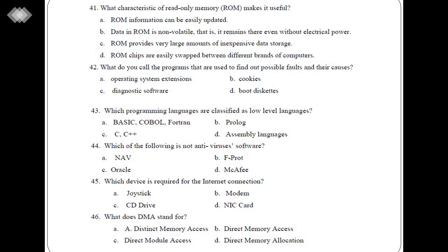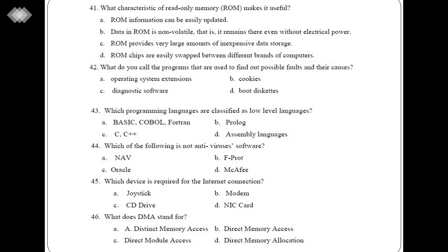Now question number 42: what do you call the programs that are used to find out possible faults and their causes? Options are operating system extensions, cookies, boot disks, and diagnostic software. These are the options related to question number 42. The next question is: which programming languages are classified as low-level languages? They are C, C++, Prolog, BASIC, COBOL, Fortran, and the D option is assembly language.